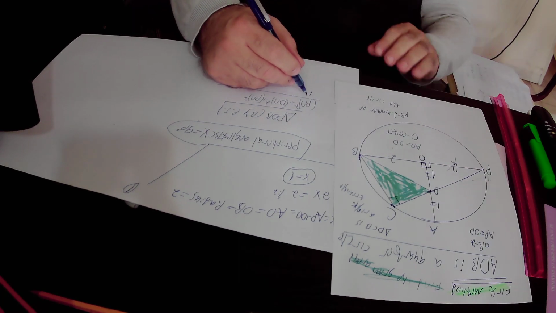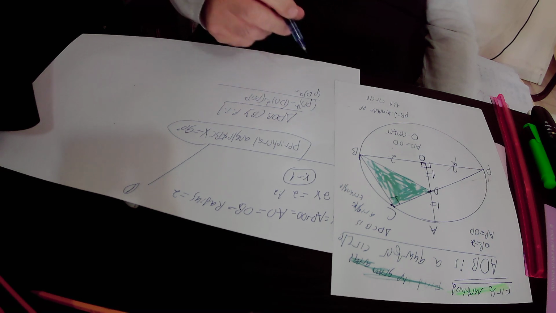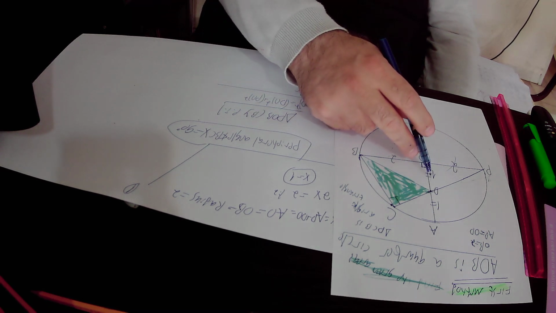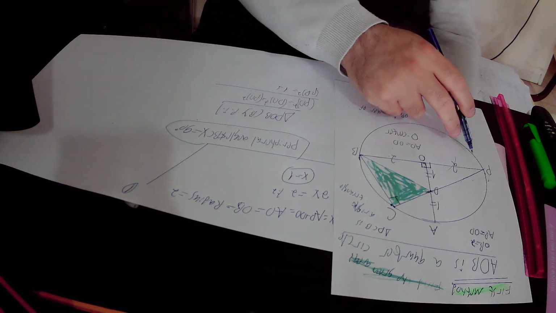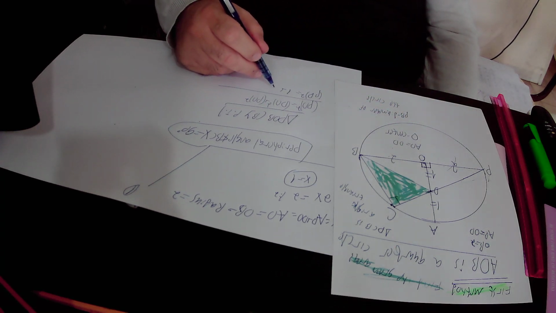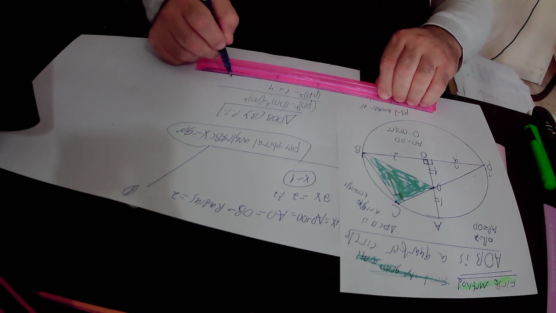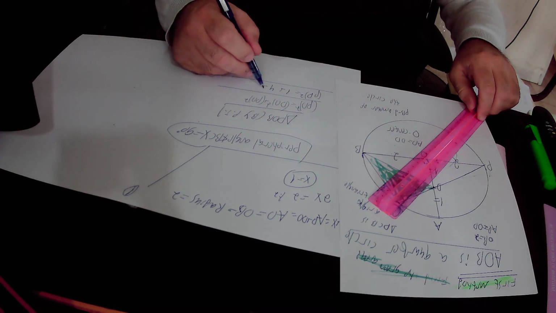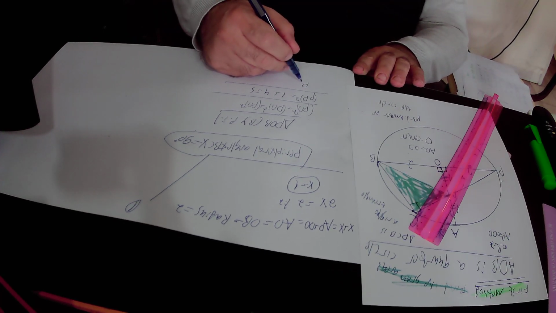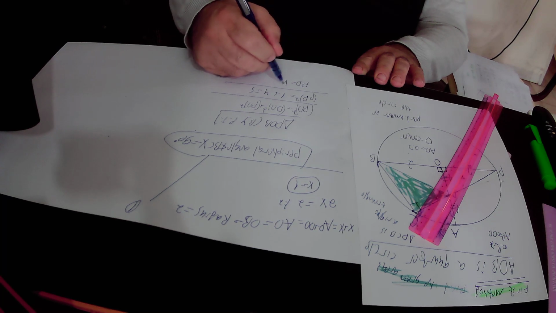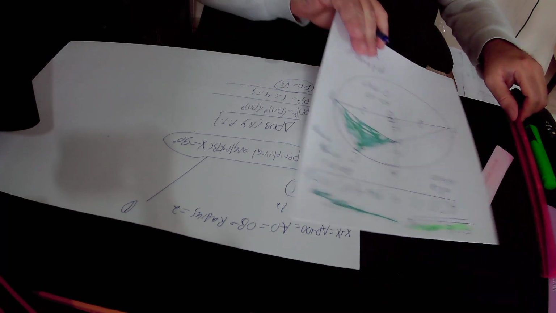So PD squared equals DO squared. DO is 1, so DO squared is 1 squared, that is 1, plus PO squared. PO is 2, so PO squared is 2 squared, that is 4. So in conclusion, PD squared equals 1 plus 4, that is 5. Here we take the root of this equation, and we get that the hypotenuse PD equals the square root of 5 units.